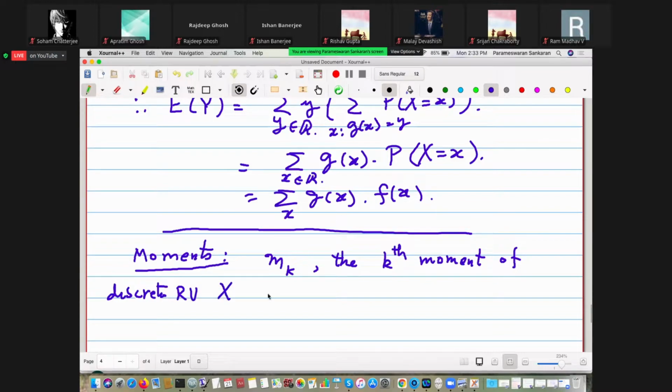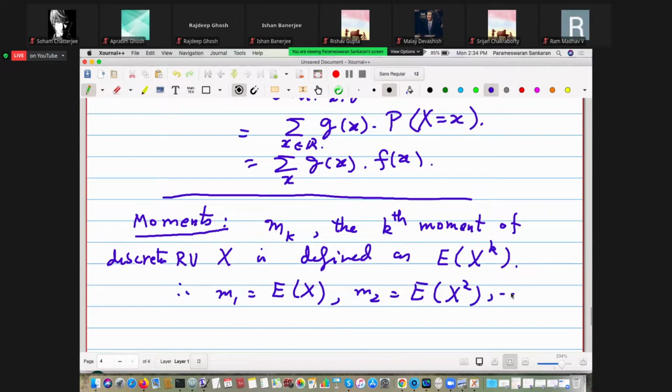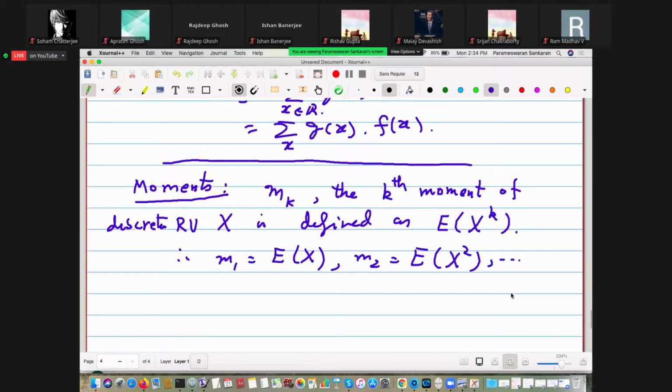Random variable x is defined as, here also you have to say if it is absolutely convergent, and so on. So just as expectation of x power k. Therefore m1 is equal to expectation of x, m2 is equal to expectation of x square, and so on. Just because you define it doesn't mean it has to exist. We have already seen that even mean or expectation may not exist.